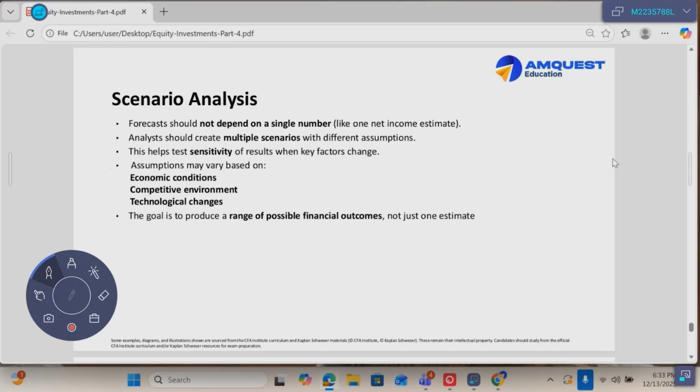So analysts should create multiple scenarios with different assumptions. It helps us to identify how key factors change. Assumptions may be based on economic conditions, competitive environment, and technological changes.